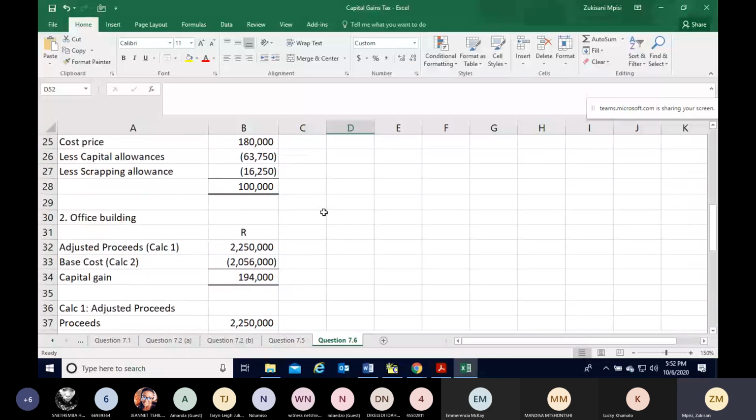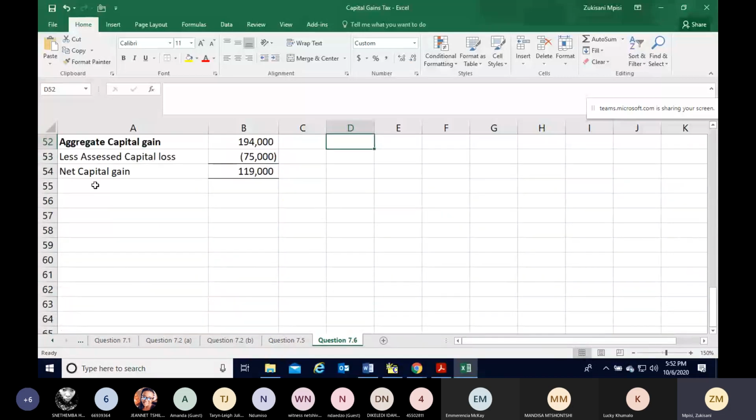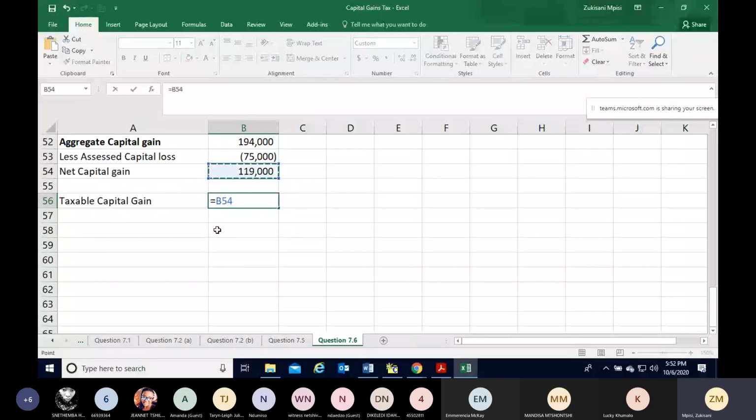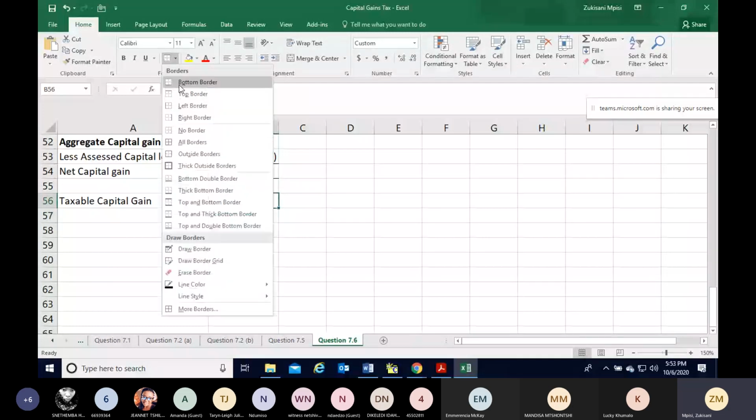So let us look at what the question asked us. We needed to calculate the taxable capital gain. So the taxable capital gain would therefore be 119,000 multiplied by 80%, which gives you 95,200.